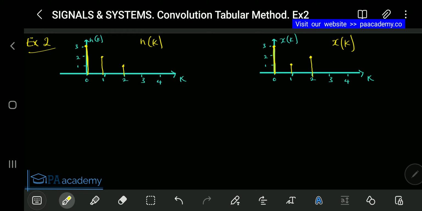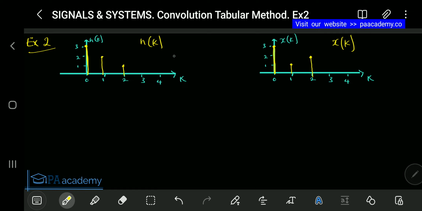So this is example 2 under convolution using the tabular method. If you missed example 1, kindly check the playlist on signals and systems, and you'll find the link there so that you can also watch that. Alright, so now let's take a look at this example.